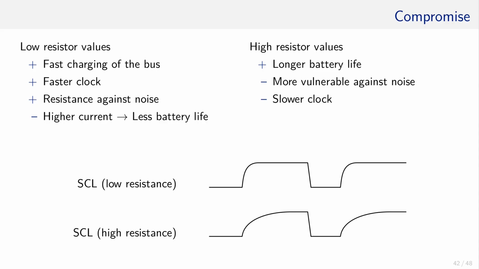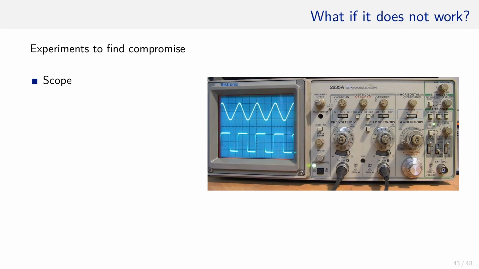If the developer decides to save battery power and chooses a higher resistance, the bus does not support fast clocks any longer, because the recharging of the bus takes longer as shown in the lower waveform. In addition, the bus might be more susceptible to noise. So the developer has to compromise and find out the right values by trial and error or by using an oscilloscope to check the waveforms.